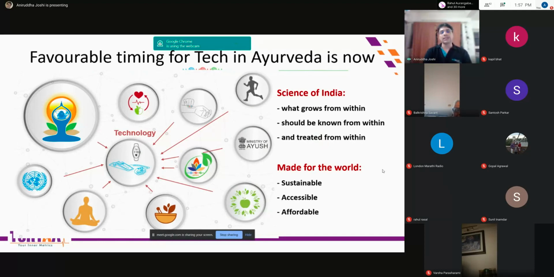This year's WHO Sustainable Goals also talk about accessible, affordable technologies. The technologies, the software, the apps which are based on Ayurveda are talking about the most important point: whatever is growing within should be known from within and should be solved from within.